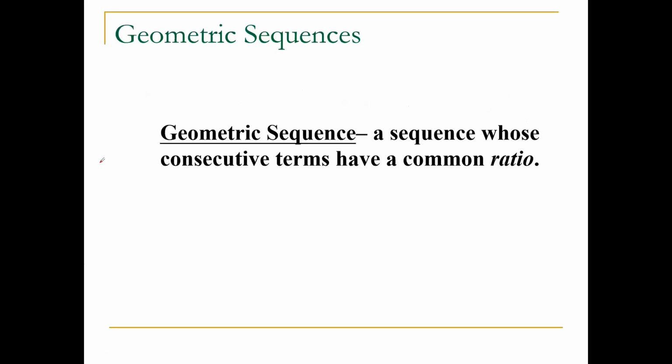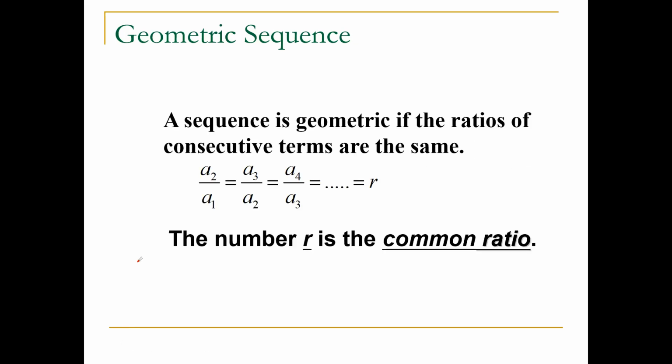So let's define what we mean by geometric sequence. A geometric sequence, class, is a sequence whose consecutive terms have a common ratio. If an arithmetic sequence is a sequence whose consecutive terms have a common difference, for geometric, we are talking about the common ratio. So how do we find the common ratio, given a geometric sequence? Since we are talking about ratio, the operation there is division.